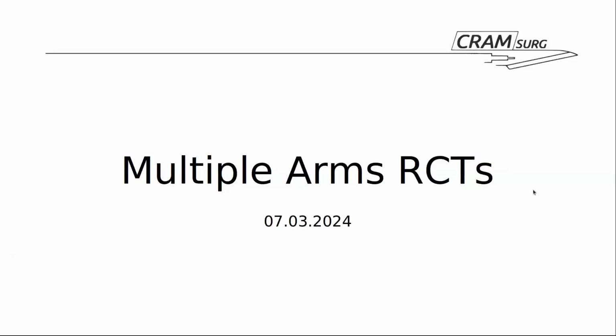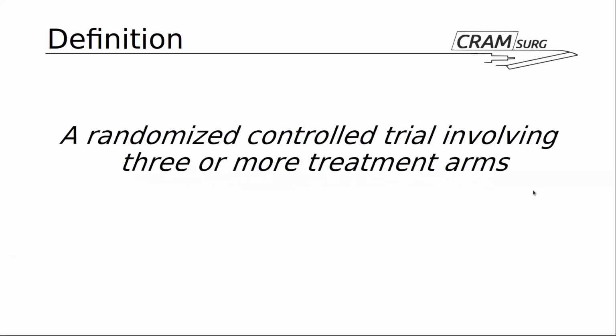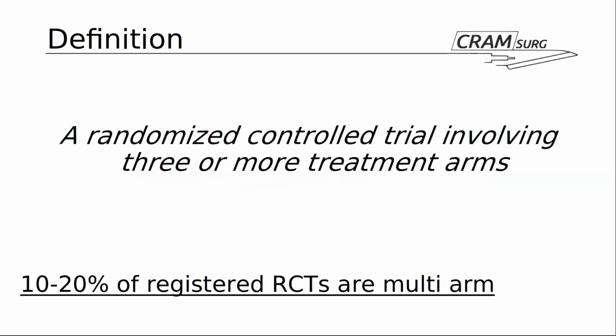So, just a few words about multiple arms RCTs. I know it's late, so I'm not going to go crazy with theoretical explanations or things like that, but at least a brief introduction. So, start with simple things. What is the definition of a multi-arm RCT? Plain and simply, it's a randomized controlled trial involving 3 or more treatment arms. And so far, it's all fairly simple.